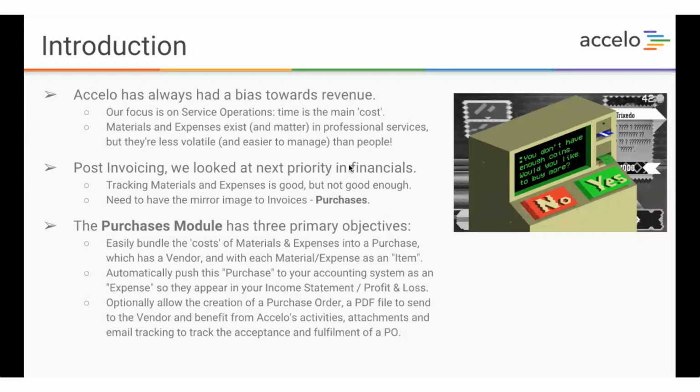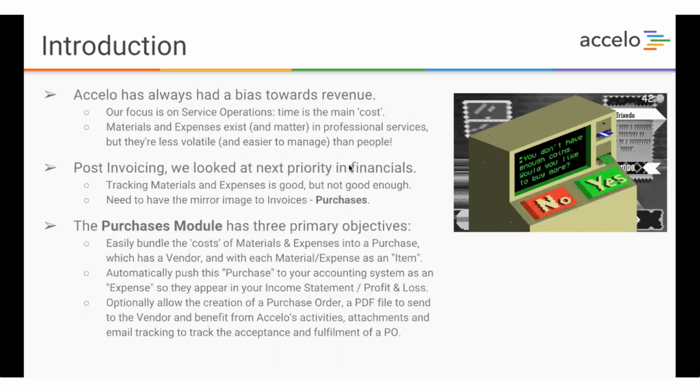The first one is to easily bundle the costs that are associated with the materials and expenses that get incurred as you're doing work. We want to bundle those together into one or more purchases against a project or a ticket or a retainer, where each purchase has a particular vendor, and that you're able to scoop up or pick off those various materials and expenses that represent costs, and put them into a purchase sent to that vendor, where each of those materials or expense types becomes an individual item or line item in a row.